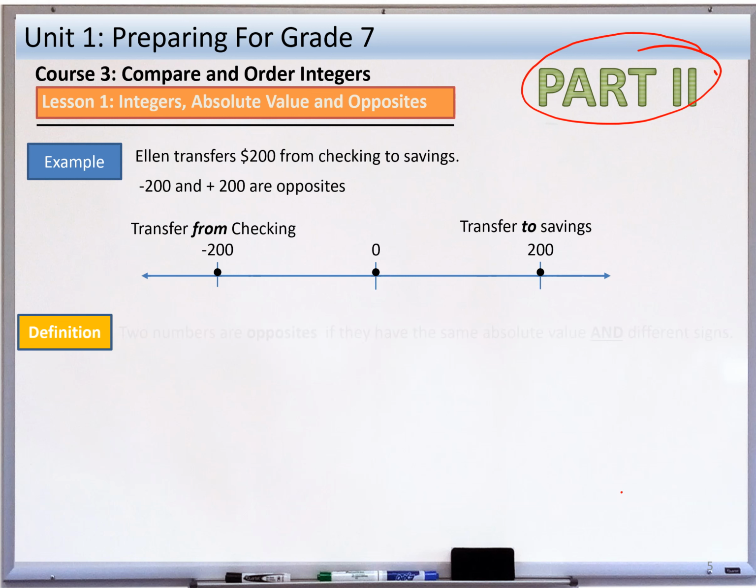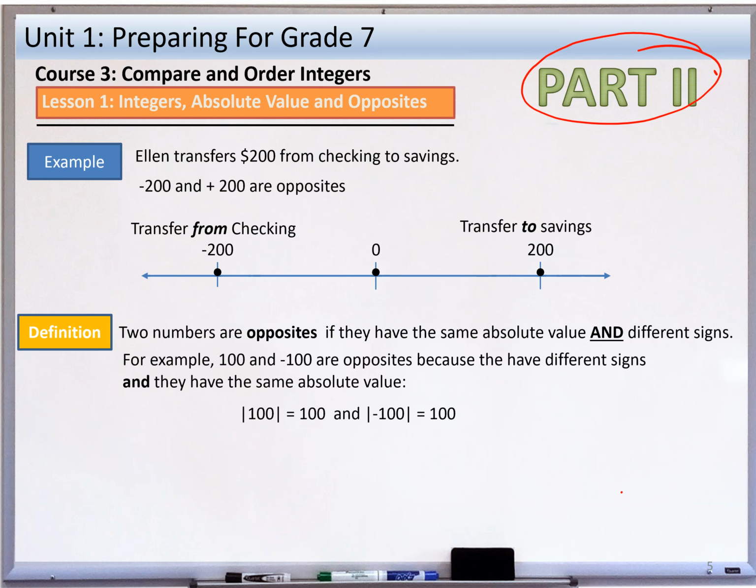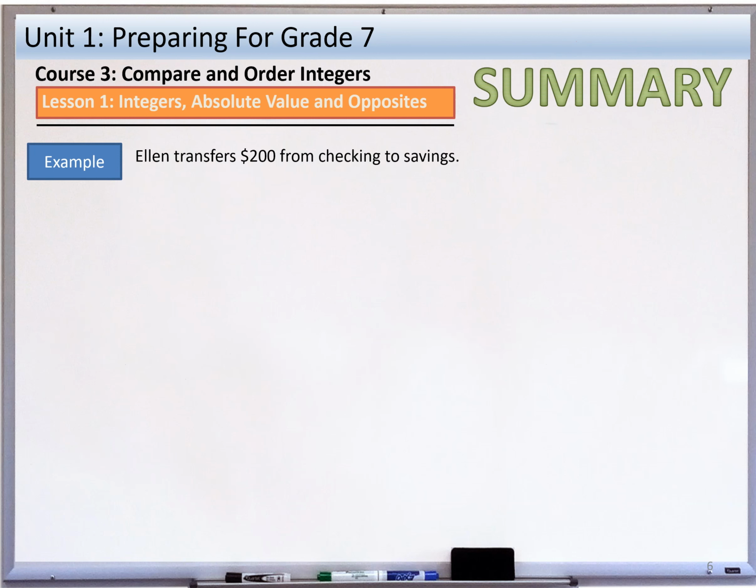And how do we know they're opposites? We know they're opposites if they have the same absolute value, same distance from zero, and they have different signs. So for example, 100 and negative 100 are opposites because they have different signs. One's positive and one's negative, and the same absolute value. So negative 200 and 200 are opposites. 100, negative 100 opposites. Why? Because they have the same absolute value and they have different signs.